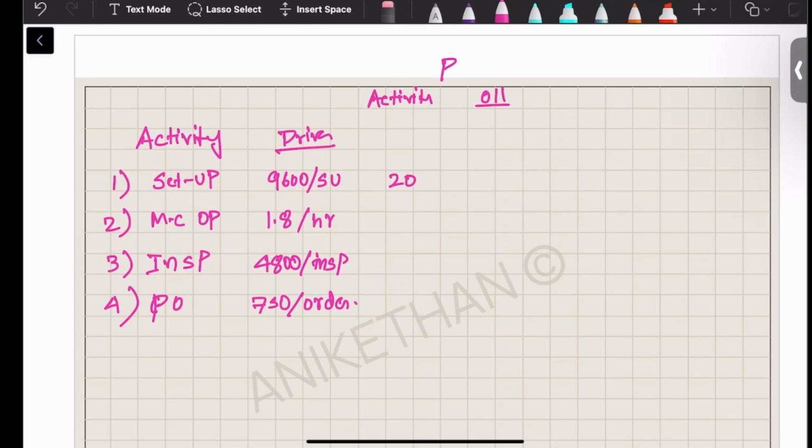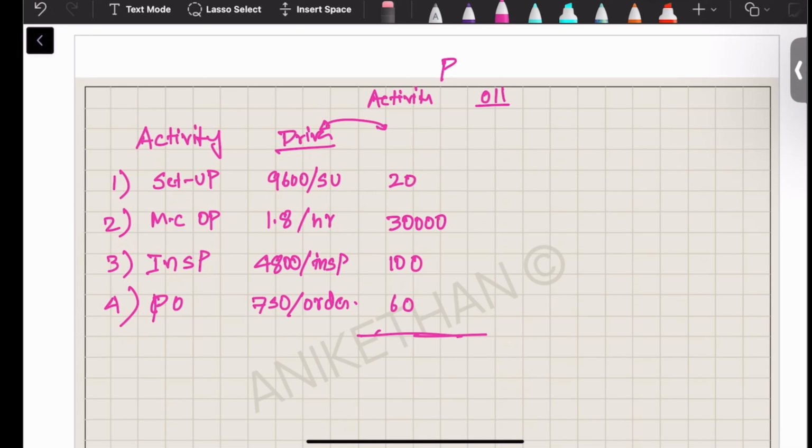For P, totally 20 setups, 3000 into 10, 30,000 hours, and number of inspections is 100. Then purchase orders released, 60 POs. So when we multiply these 2 columns, we will get overhead for P based on the activity based costing.